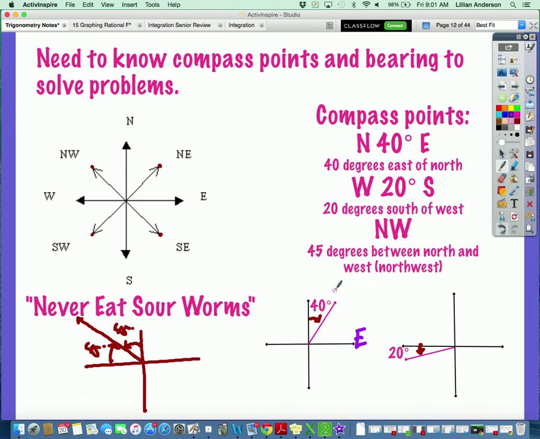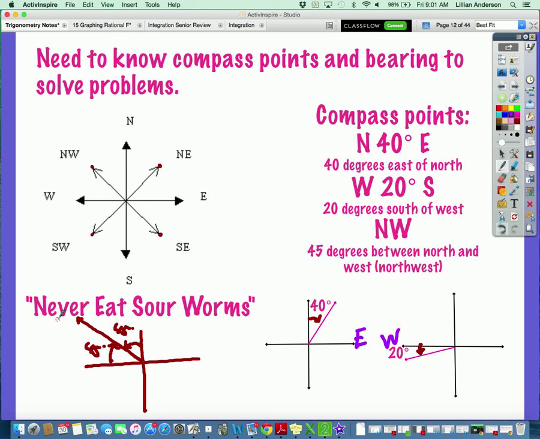Does everybody understand that? Here's another example. West 20 degrees south. That's 20 degrees south of west. So I'm coming from the west direction, heading south. So here's west. South will be going down, and there's 20 degrees. Yeah? And then if they just say northwest, or southwest, or northeast, or southeast, that is exactly 45 degrees between the north and the west direction. Okay? So here's that example over here.